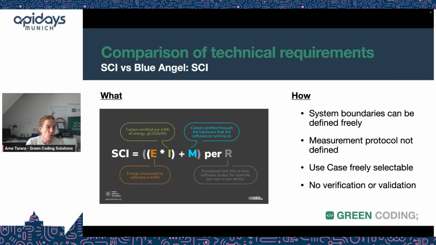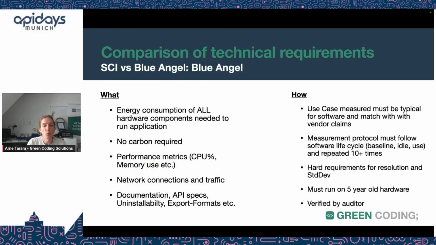The measurement protocol is also not defined, so there's no guidance saying, hey, you need to measure the energy every 1 second or something, or the energy for repeated runs has to be in a certain box. This is what the SCI does not define. The Blue Angel, in contrast, has strong requirements on what needs to be captured. So for instance, the energy needs to be captured, and all the hardware components that you're looking at need to be very meticulously written down.